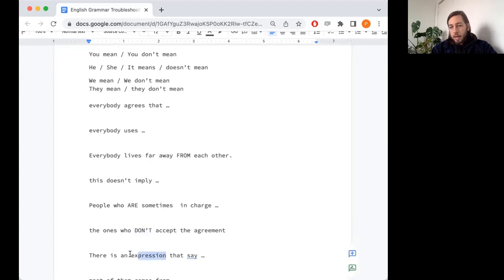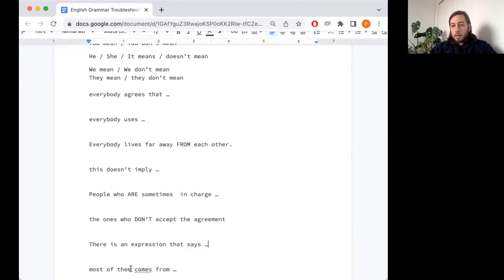Okay, after that, we have an expression that goes with it. There's an expression that says, and make sure of your pronunciation with this word. This word is pronounced says. There's an expression that says. Okay, after that, most of them, that'll be plural. Most of them come. Corresponds with they. They come. Most of them come.